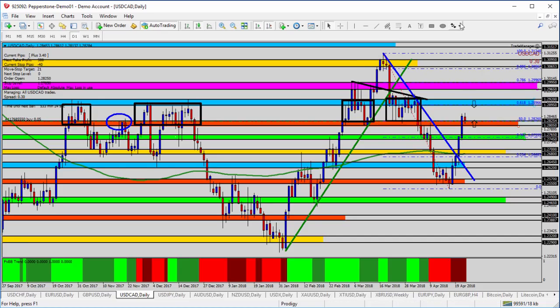And the risk in this scenario is the market turns around, goes back down, gets back under the orange shaded area, and goes back down to the green shaded area. So as long as it's on top of the orange zone, I'm looking for a long in the direction of our current momentum, targeting the blue zone. The risk is it gets back underneath the orange zone.